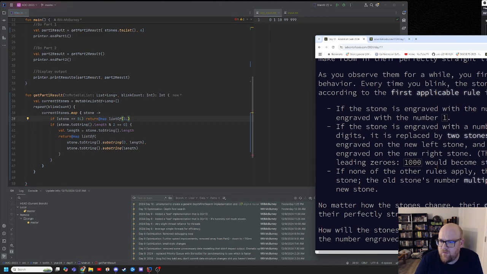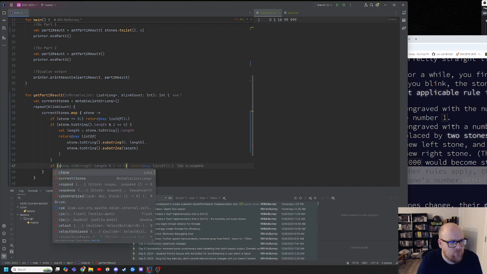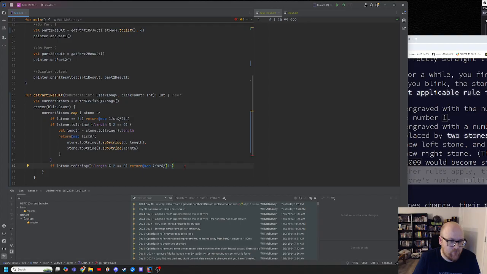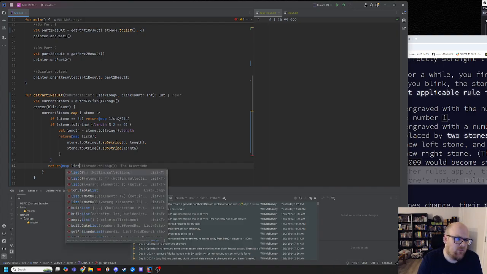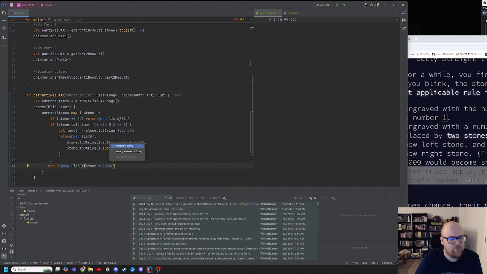What do I do with part 2? None of the other rules apply, so it's the old stone's number multiplied by 2024. Okay, it's gonna be list of, flatten.